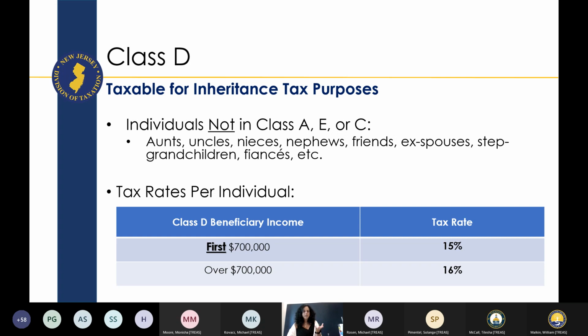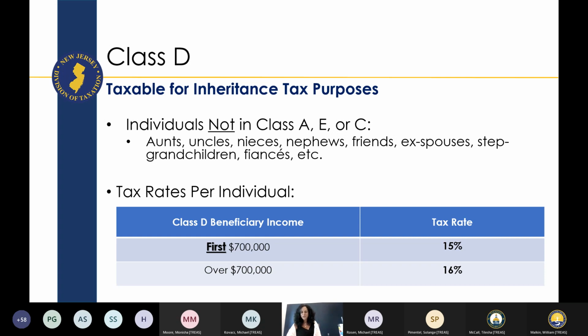So the tax rates for these people, for everybody, are either 15% or 16%. And again, it is per individual. The first $700,000 is at 15%. Anything over that is at 16%. And I think my fellow auditors will back me up, I cannot tell you how many times I will see a return where the estate is $1 million, all Class D beneficiaries, at least 3 beneficiaries, and they put in the tax rate at the first $700,000 at 15%, which is $105,000. The next $300,000 at 16%, because they're just thinking in their heads that anything over $700,000 is taxed at 16%.